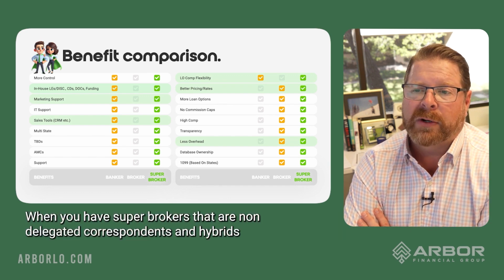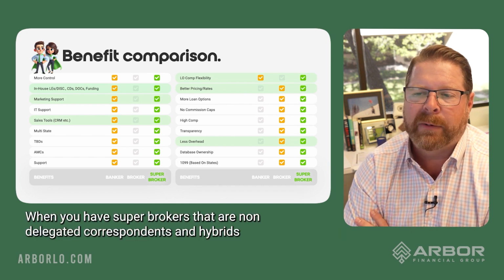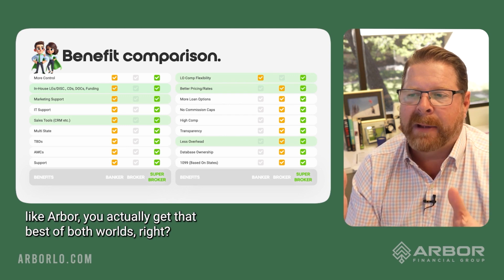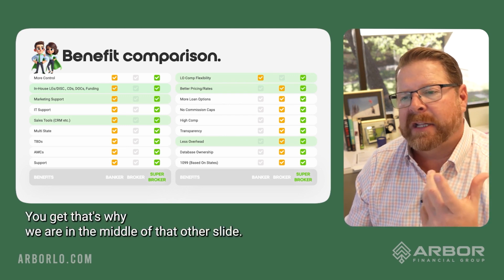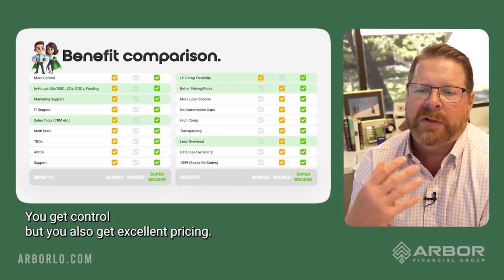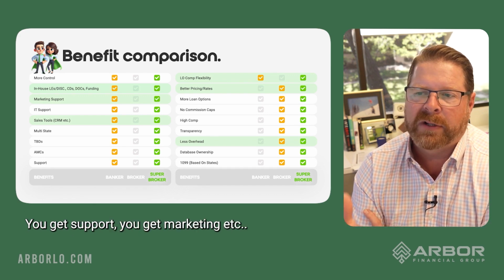When you have super brokers that are non-delegated correspondents and hybrids like Arbor, you actually get the best of both worlds, right? That's why we were in the middle of that other slide. You get control, but you also get excellent pricing, you get support, you get marketing, etc.